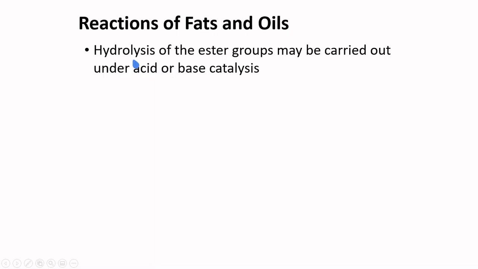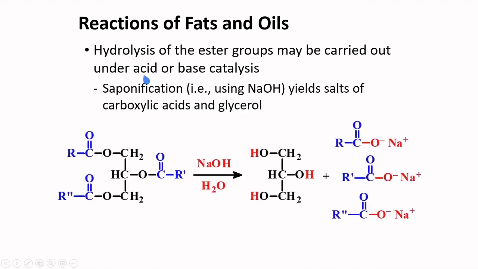The ester groups of fats and oils may be hydrolyzed under acid or base catalysis. A typical reaction is called saponification, for example by using sodium hydroxide. This yields salts of carboxylic acids and glycerol. The salts of fatty acids can be called soap in general.